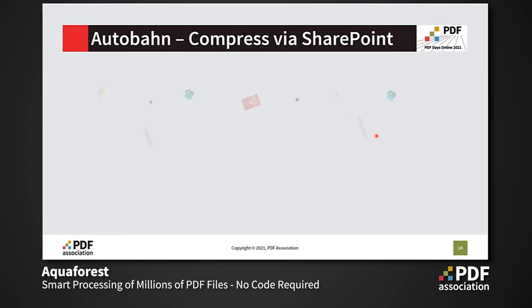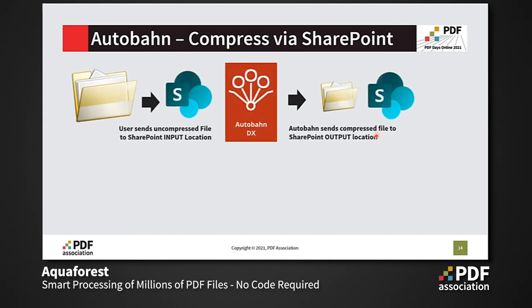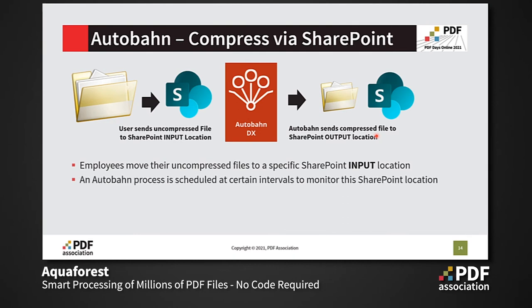Let's take a look at our bank again. What we suggested to our bank was to use Autobahn to compress their employees' files via SharePoint. Now, that's a very simple scenario. In theory, the employees move the uncompressed files to a specific SharePoint input location. Autobahn then compresses them and sends them to a SharePoint output location where the employee can pick them up.